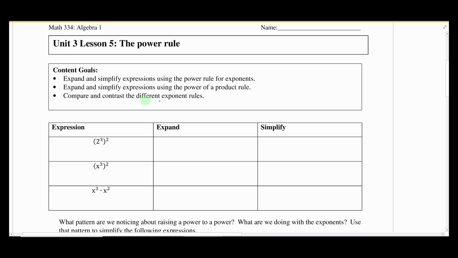All right, and then we're going to compare and contrast different exponent rules because it's really easy to get some of these rules confused, especially when you don't have a lot of experience with them. All right, so it's a good thing to see them side by side and see different variations of the problem so that we know how to handle those when we get there. All right, so let's take a look at our first expression here.